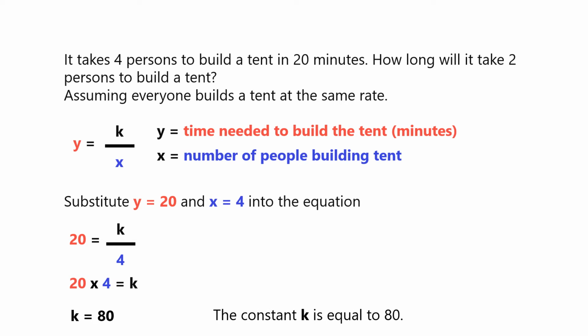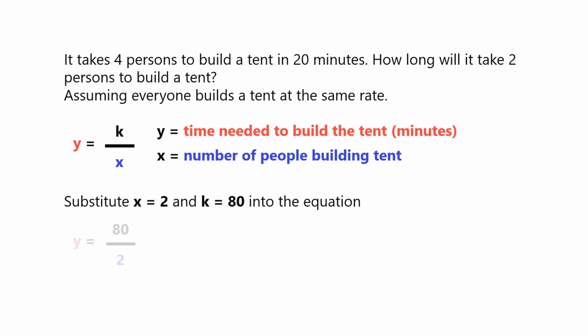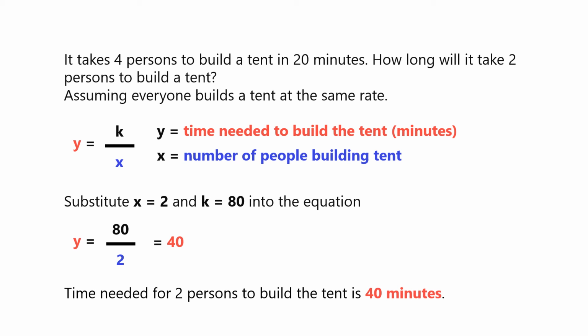Since we found the constant, we can use this information to find out how long it would take 2 persons to build the tent. We substitute the values k is equal to 80 and x is equal to 2 into the equation. Y is equal to k over x, which gives us y is equal to 80 over 2. 80 over 2 is equal to 40, so y is equal to 40. So the amount of time needed for 2 persons to build the tent is 40 minutes.